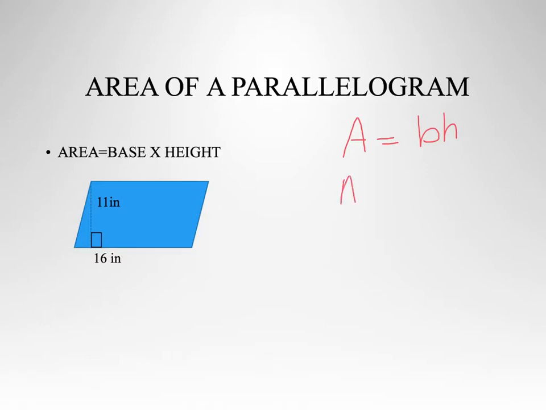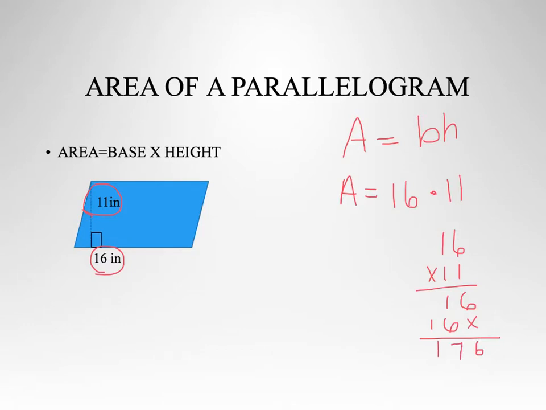So it would be area equals the base is going to be the 16. So it would be 16 times the height, which is 11. And you're just going to work it out. 16 times 11, 1 times 6 is 6, 1 times 1 is 1, 1 times 6 is 6, 1 times 1 is 1, and then it's going to be 176 inches, and area is always squared.